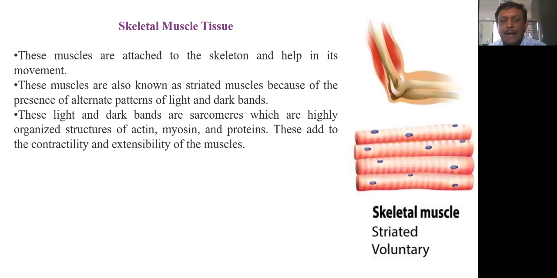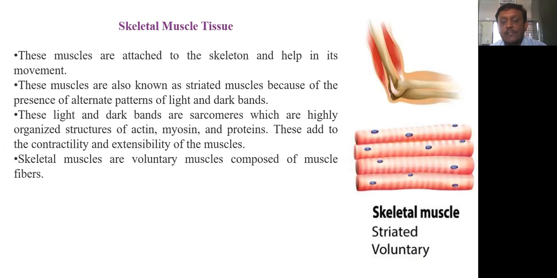These are the part of sarcomeres which are highly organized structures made up of muscle proteins, that means actin, myosin, and other muscle proteins, troponin and tropomyosin. These proteins add to the contractibility and extensibility of the muscle cells.